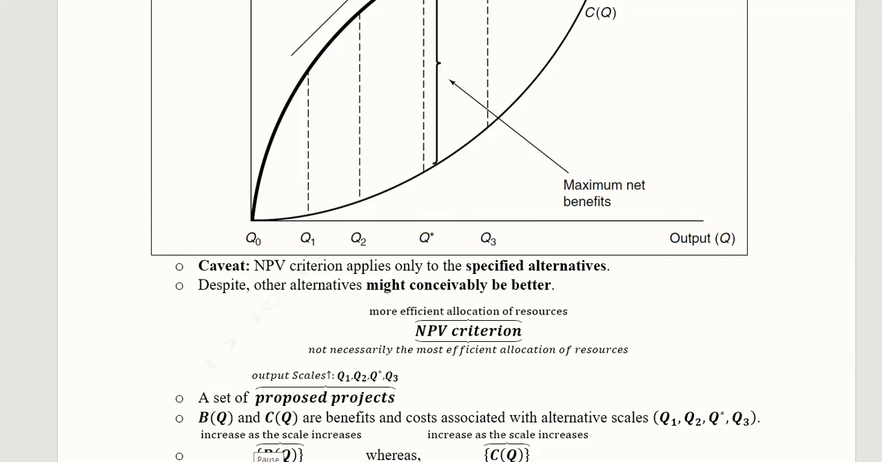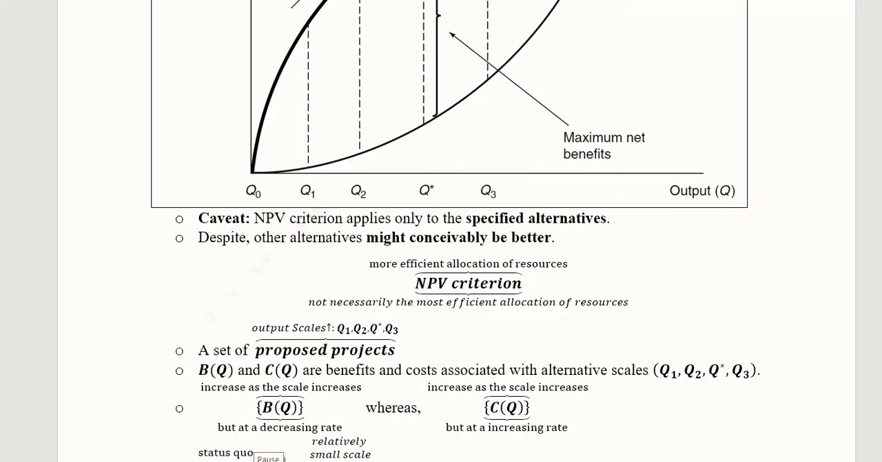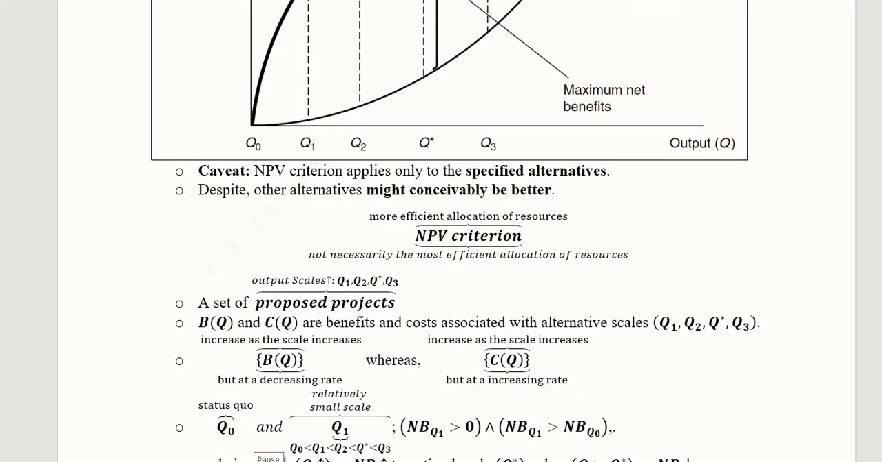Then we have, despite other alternatives that might conceivably be better, there can be other alternatives that might be better, but definitely there are constraints on our time, human input and financial resources. So we have to choose among those that we have quantified and analyzed. The NPV criterion asks us to do this, that is, more efficient allocation of the resources, and it might not be able to give us the most efficient allocation of the resources because we are not able to analyze all of the possibilities.